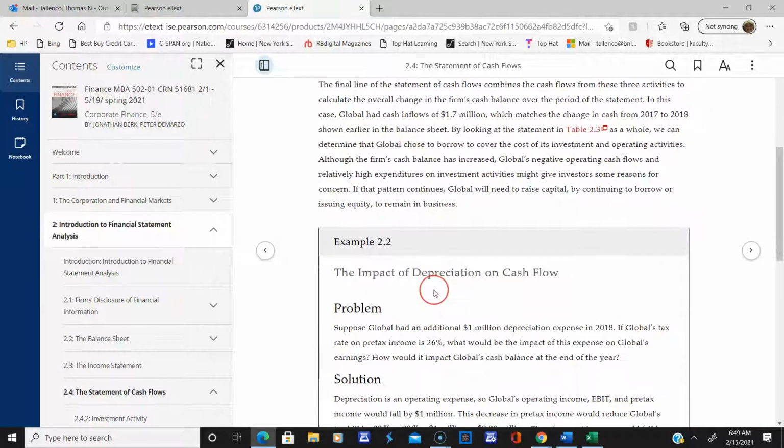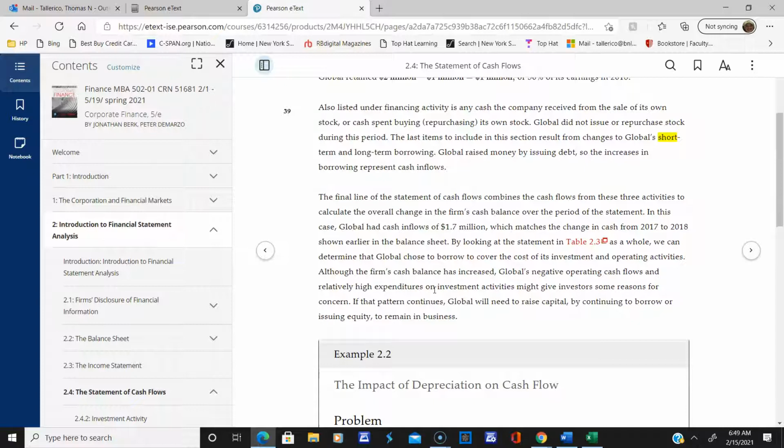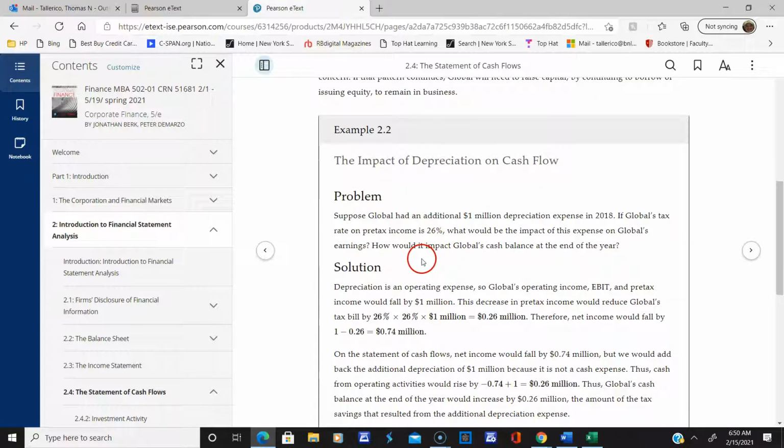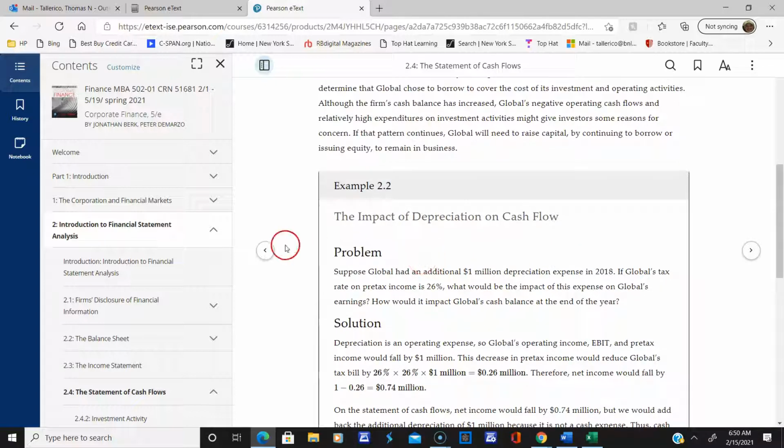Anyway, I'm going to stop there, and then I'll pick up on this example here.